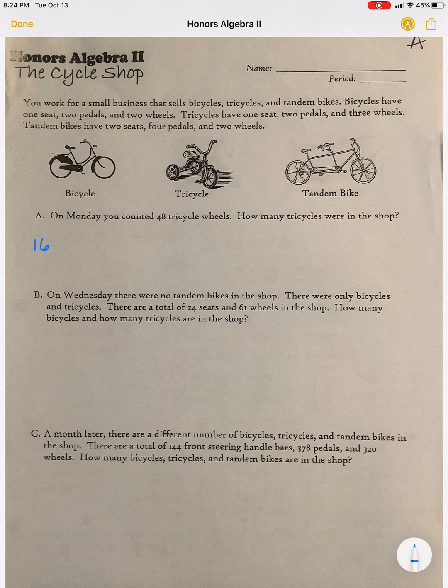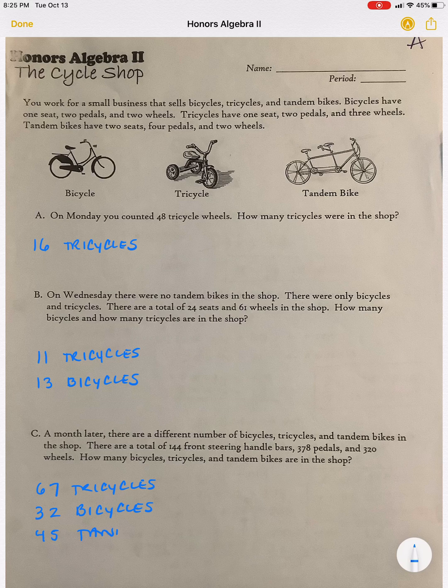I'm going to start by giving you the answers for parts A, B, and C, because what we need to do is determine what parts of the video you need to watch, okay? So for part A, there are 16 tricycles. For part B, there are 11 tricycles and 13 bicycles. Now for part C, there's a total of 67 tricycles, 32 bicycles, and 45 tandem bikes. So you're going to go ahead, grade your paper, and let's figure out how many parts out of the 3 you got correct.